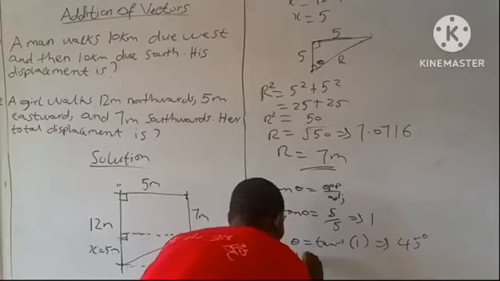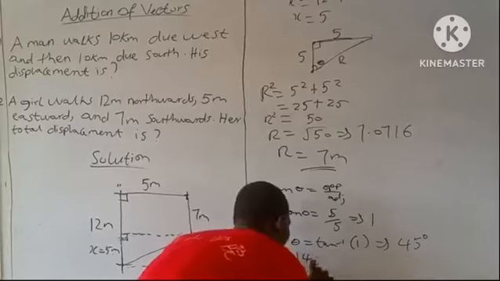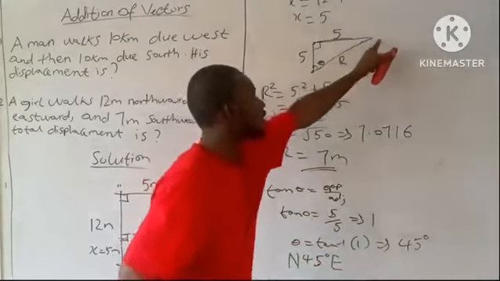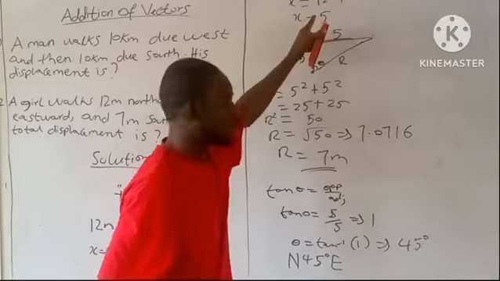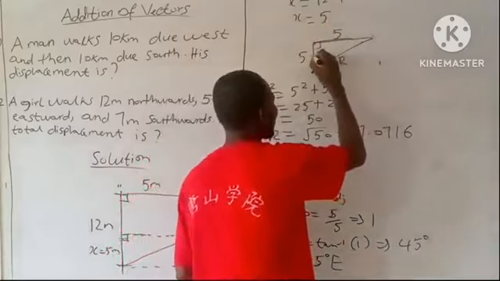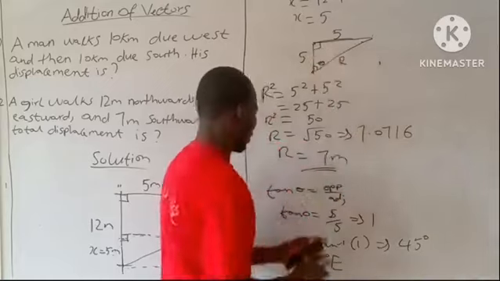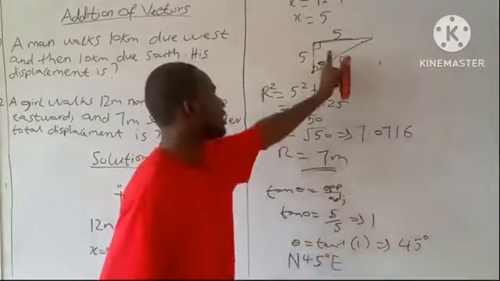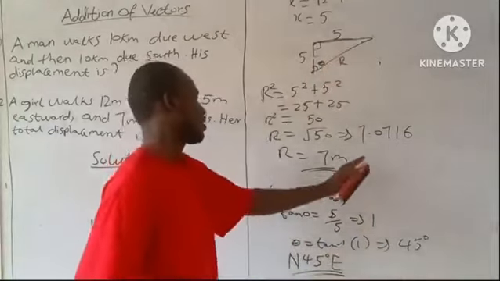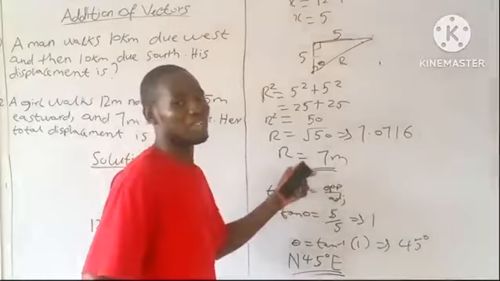Therefore, our direction is, remember this is north, 45 degree east. This is the east, and this is north. So in bearing, you take from the right hand side of the north to this place. So this is north 45 degree east. This is your direction, and this is your magnitude.